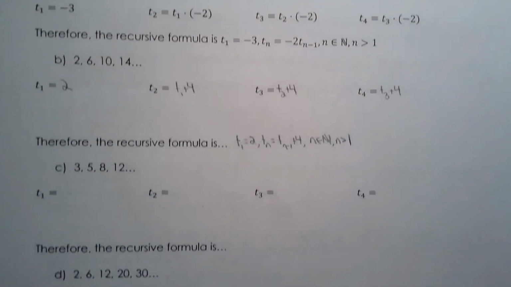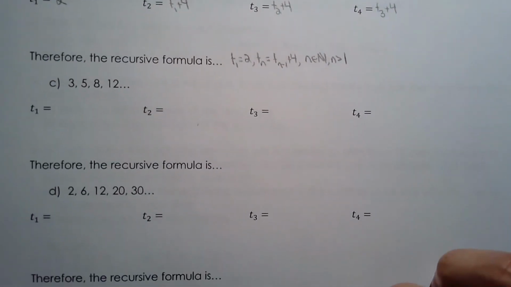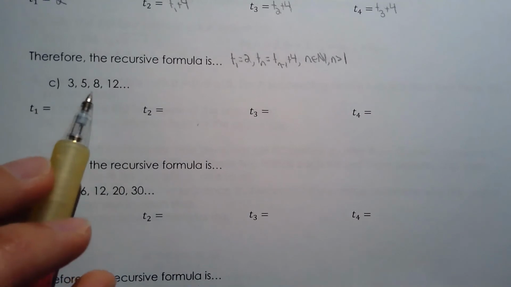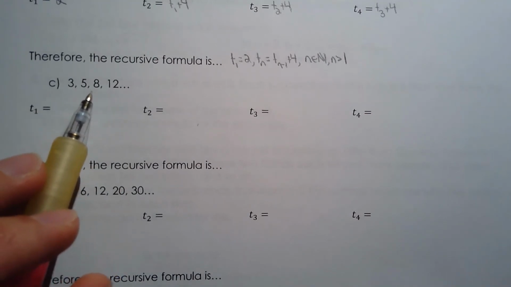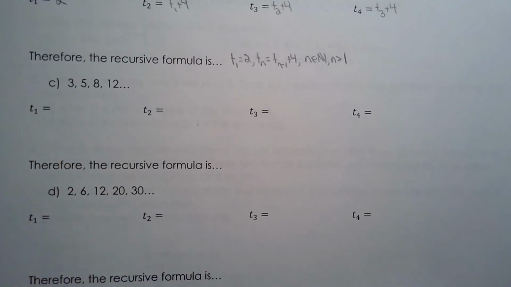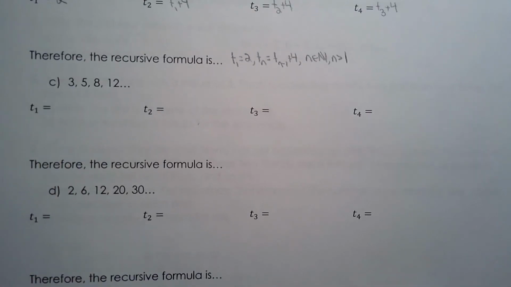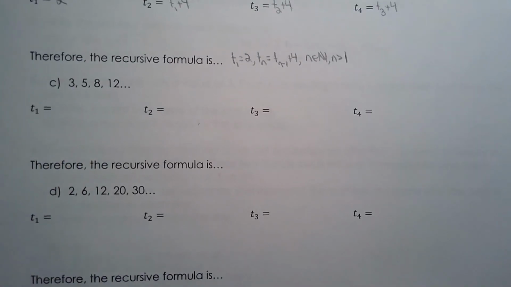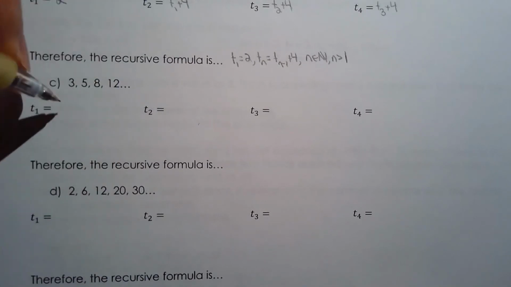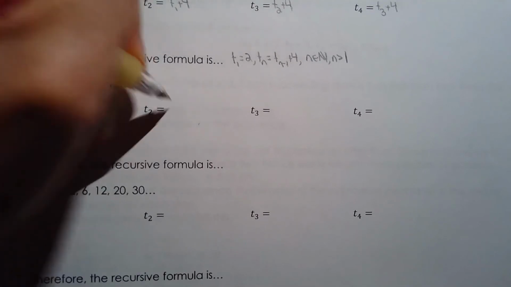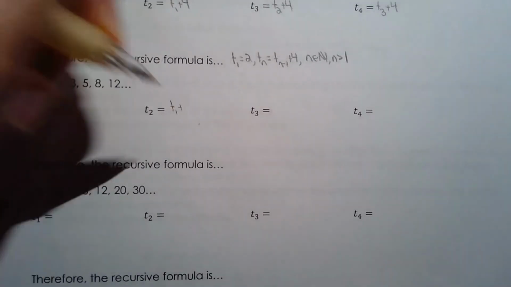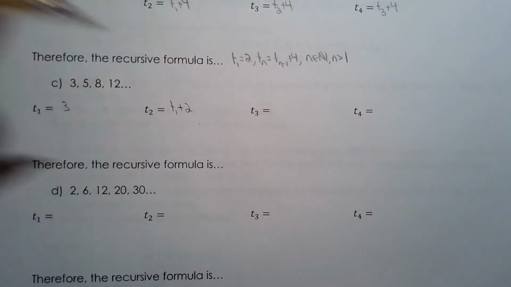Okay, 3, 5, 8, 12. Wait a minute. So you're adding by 2, adding by 3, adding by 4. This one's not as obvious as the first 2. So you know what? Let's see if we can write something down and see a pattern here. So the first term is 3. The second term is the first term plus 2. The third term is the second term plus 3. The fourth term is the third term plus 4.